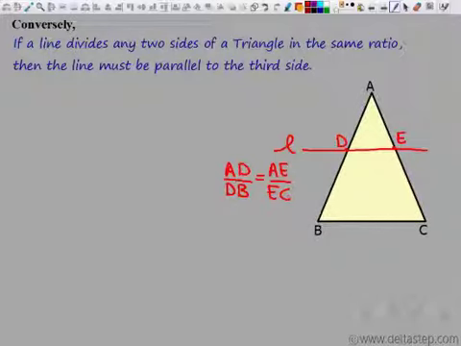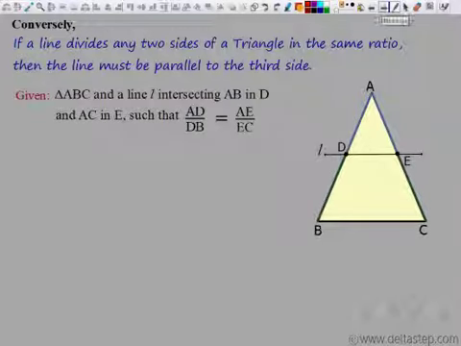What we need to find is that the line must be parallel to the third side. That is, this line L should be parallel to the third side, which is BC. So I need to prove that L is parallel to BC. DE produced is actually line L. So I can say, to prove that DE is parallel to BC. Now how do I move forward from this?